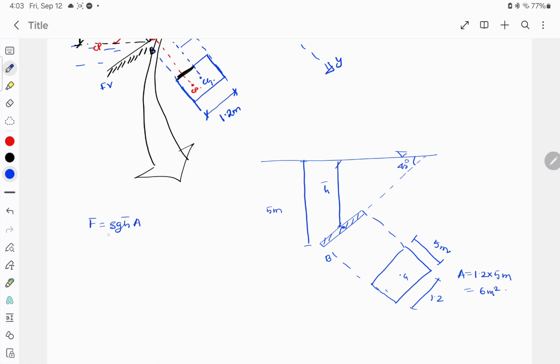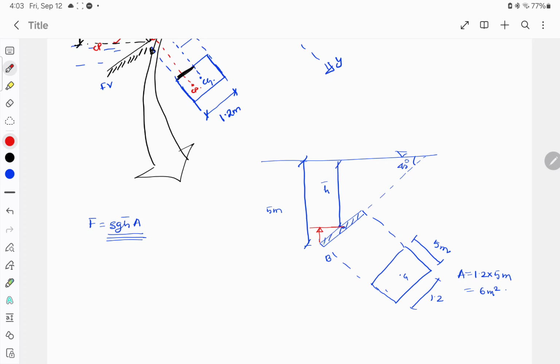But for calculating this formula we need to have h bar. In the question the depth of the point B is given as 5 meter. If we remove this part, कौन सा वाला पार्ट? ये वाला पार्ट अगर 5 मीटर से हटा दें तो हम लोग को h bar मिल जाएगा, राइट?